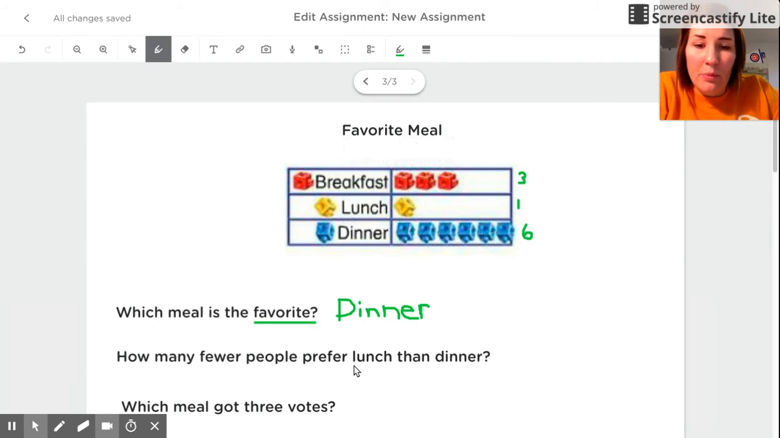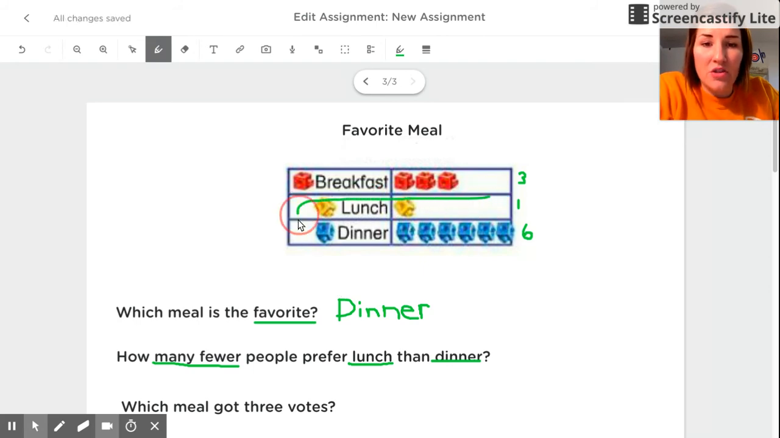How many fewer people prefer lunch than dinner? It's another one of those that's much like the story problems that we've been working on throughout the year. We're pros at those, and we can use the strategies that we already know by looking at the graph and figuring it out. If I want to know how many fewer, that means less. And it says specifically lunch than dinner. So in this question, I only need to pay attention to lunch and dinner. I don't need to focus on breakfast at all.